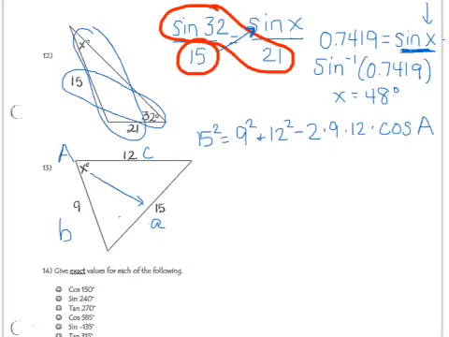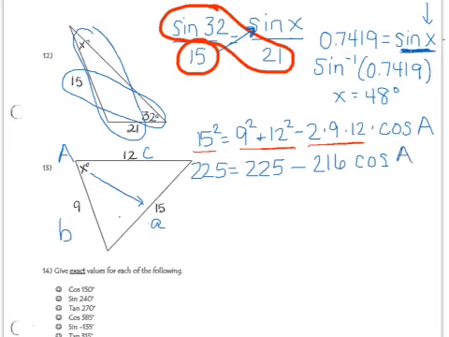And then I've got to work in three pieces. I've got to do 15 squared, I've got to do 9 squared plus 12 squared, and I've got to do the 2 times the 9 times the 12. Well, 15 squared is 225. 9 squared plus 12 squared is 225. And 2 times 9 times 12 is 216. And remember from here, I'm not allowed to combine these two. I can't do 225 minus 216 because the 216 and the cosine of A are joined together.